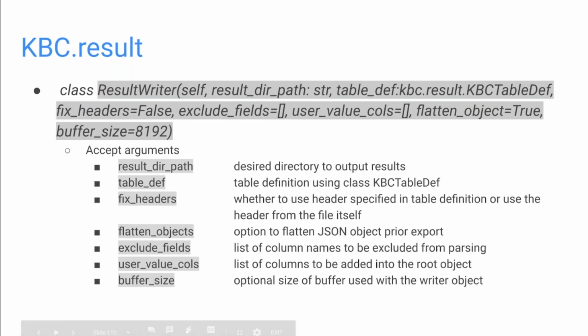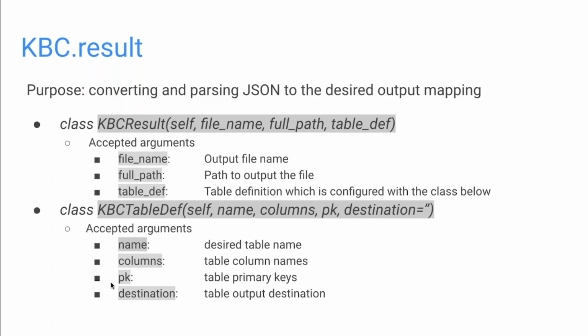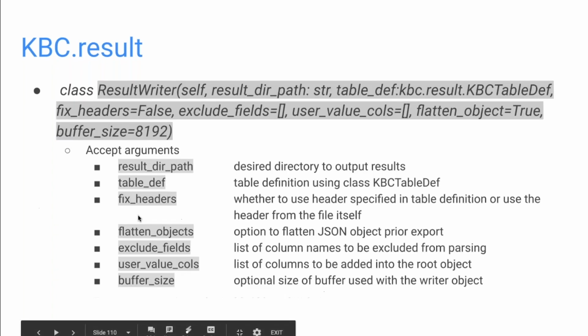So to use these two classes, we combine them into one and use it in this result writer. So this is where we define the desired directory to output the results, the table definitions, which we define with this class, and fixed headers, whether to use the header specified in the table definition or the file itself.